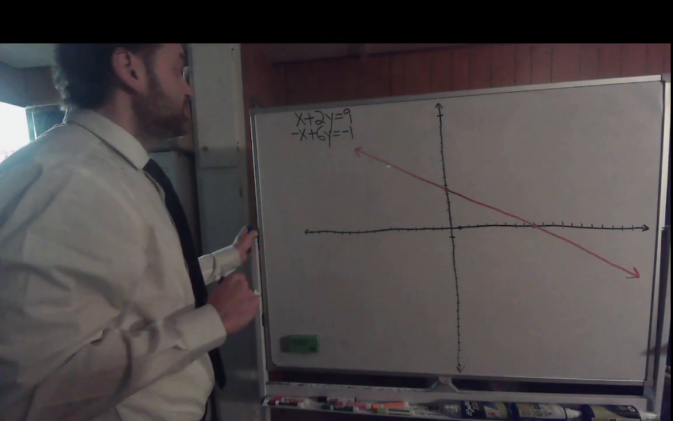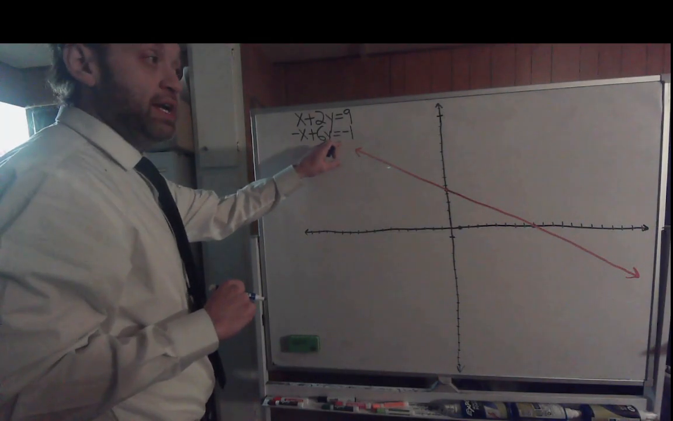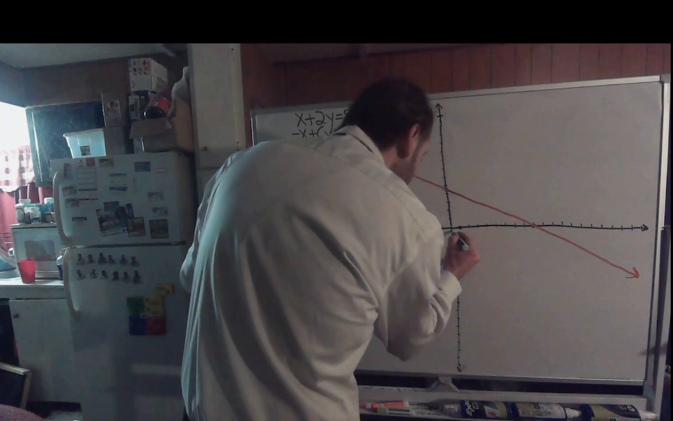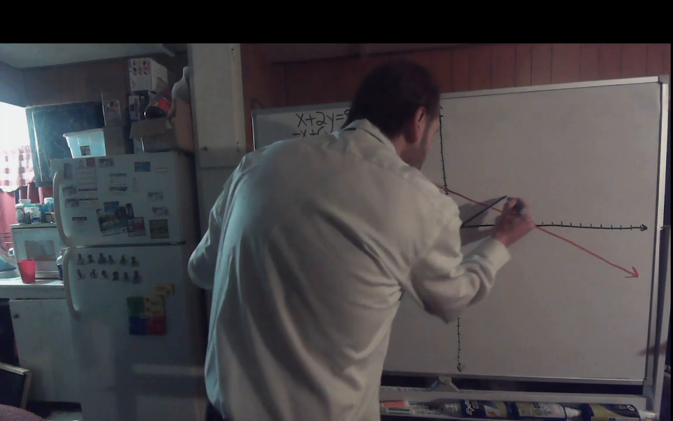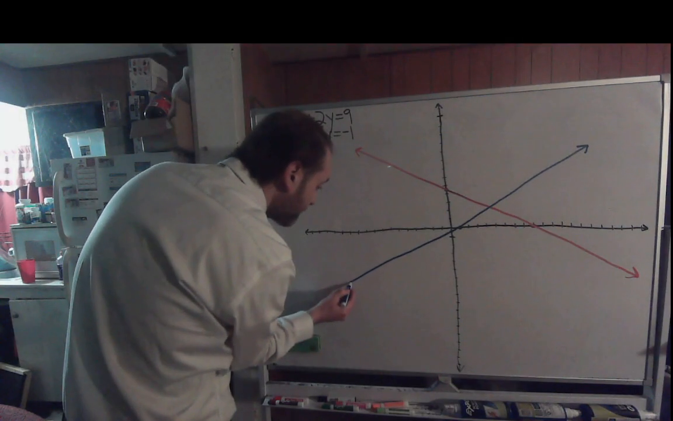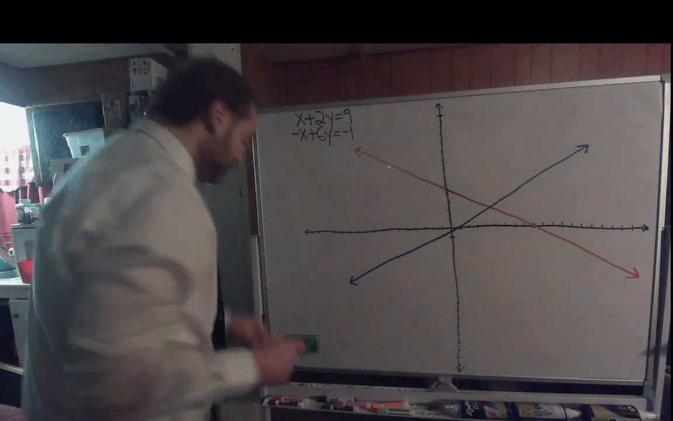Now, find your y-intercept, set x equal to 0. You would get 6y equals negative 1. Y would be negative 1/6, which is about right there. So plot the line through those points. And then let's go ahead and label all of our intercepts here.